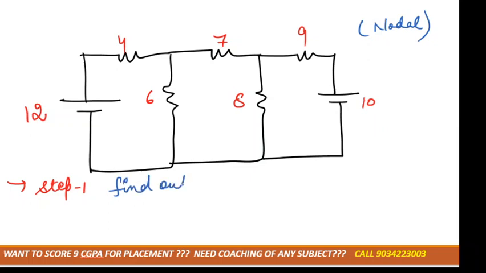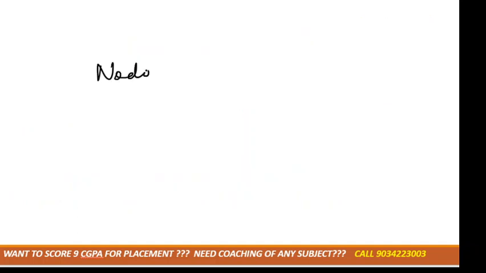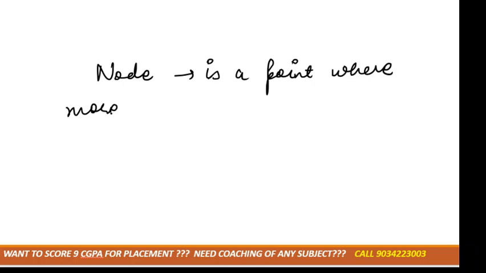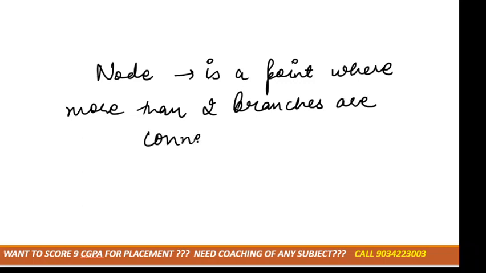Step number 1 is to find the number of nodes. For this, you should know what exactly the meaning of a node is. See, a node is a point where more than two branches are connected. Like suppose this is a point. Here, how many wires are connected? 3 wires, right? So this is a node.